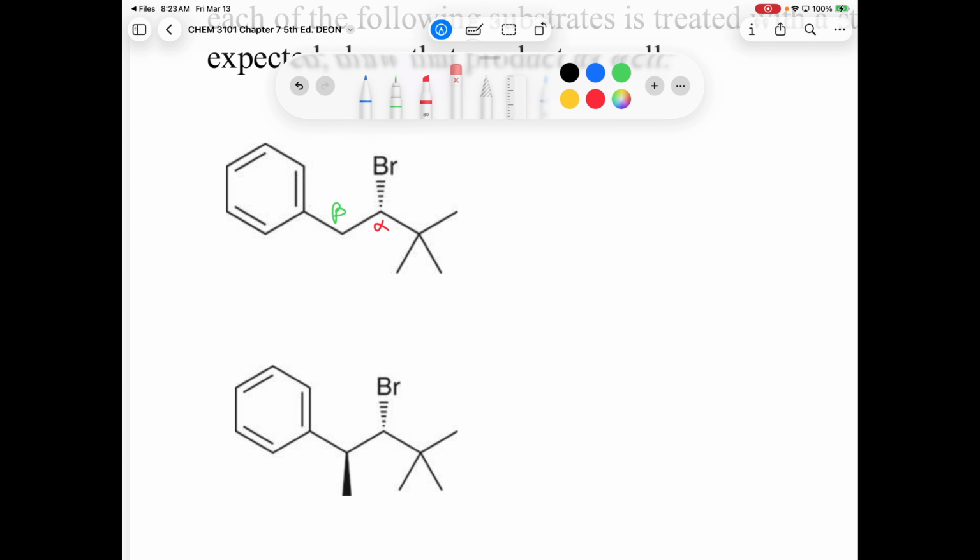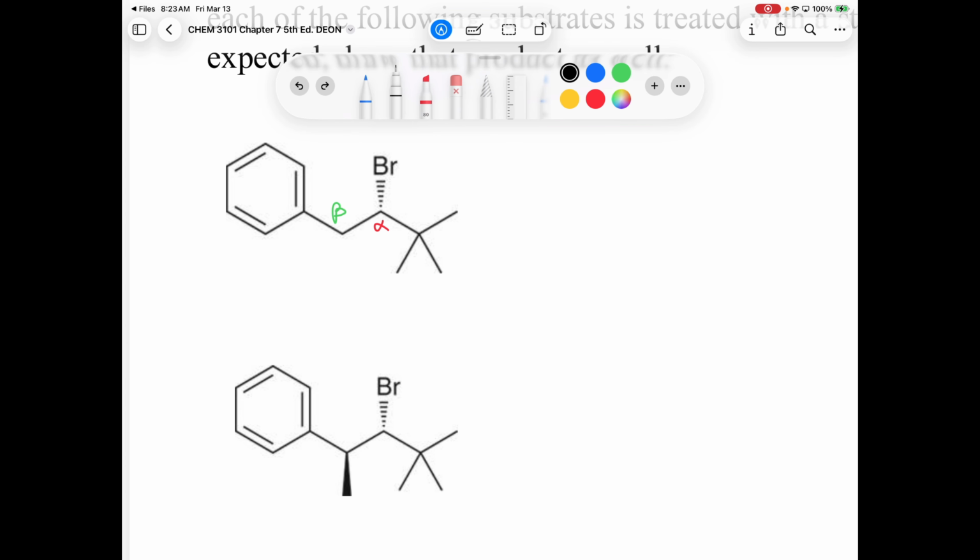How many protons are on the green beta carbon? Would you agree with me? There's two, okay? So in this case, remember, I said it's stereospecific when there's two chiral centers, a chiral center at alpha and beta. Is that a chiral center? No, there's two hydrogens on it. Therefore, don't have to draw a Newman projection, don't have to worry about drawing transition states or anything like that.